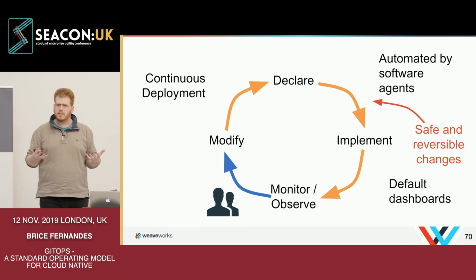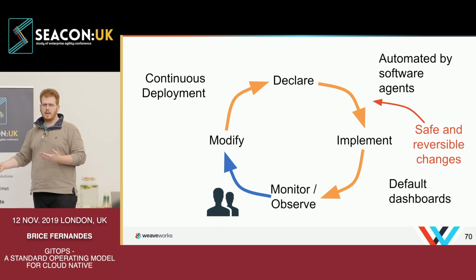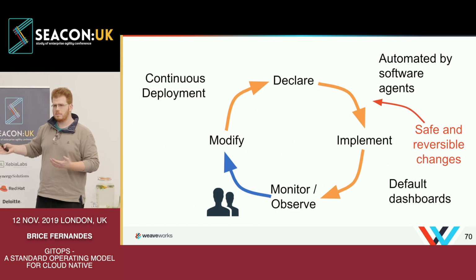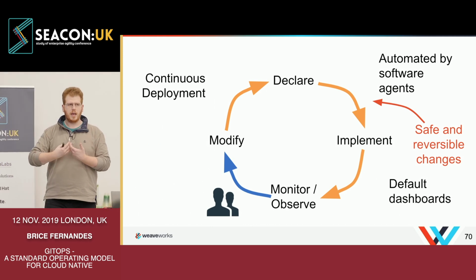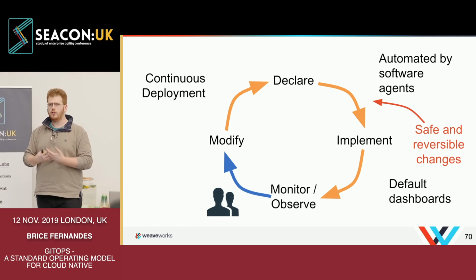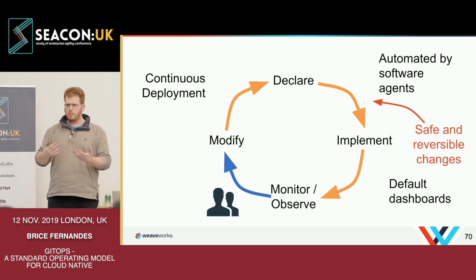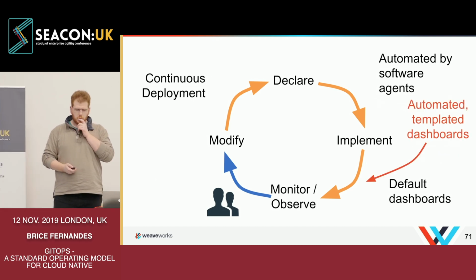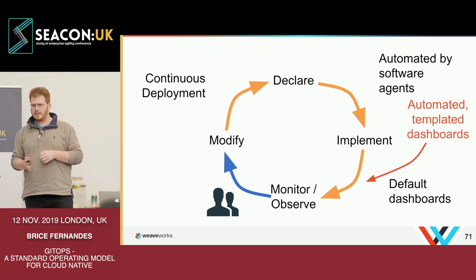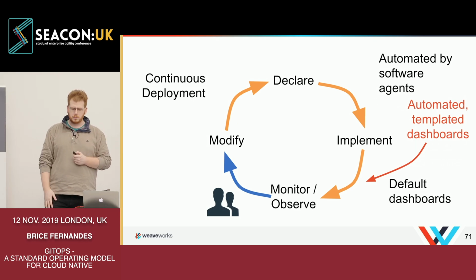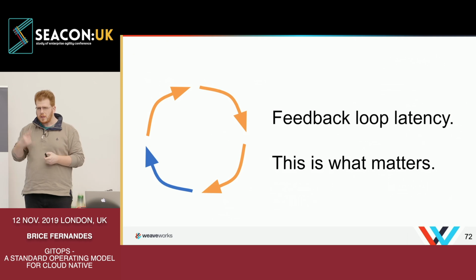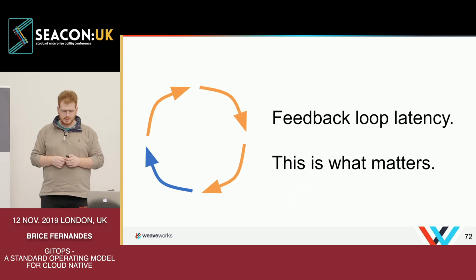You need some security so that when mistakes are made, they can be rolled back. If a mistake is made and the consequences are going to hurt you long term, you will not be willing to change, not be willing to adapt. And then you have automated templated dashboards so that you automate the view of your system. The observability is automated too. So there's a feedback loop latency. That's what actually matters.